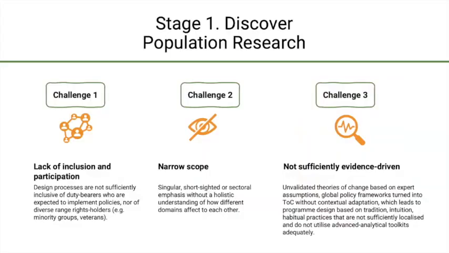So I'll present stage one, the discovery population research stage. This is one of the strengths of SEED, Center for Sustainable Peace and Democratic Dialogue, and our methodology called SCORE, Social Cohesion and Reconciliation Index. What we try to do with this methodology is to address three challenges that also speak to the principles we've discussed: lack of inclusion and participation, narrow scope, and not being sufficiently evidence-driven when we do population research.